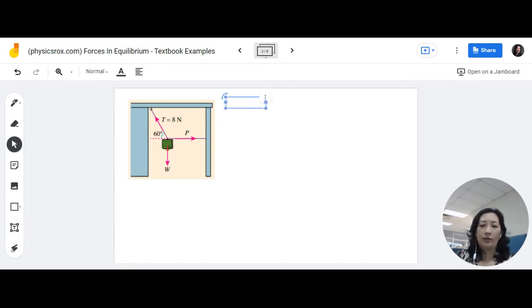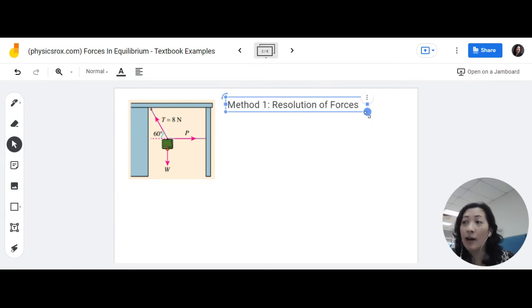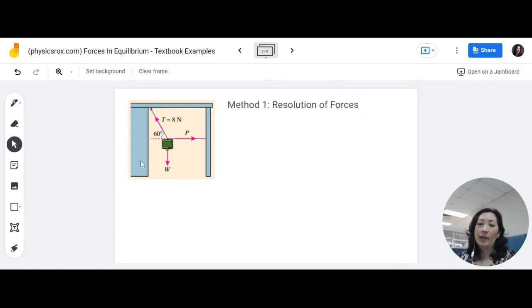One method is to use the resolution of forces. If you do not know how to resolve forces, I suggest you learn that first, and you can watch the video which I'm sharing in the link here. First learn how to resolve forces, and then come back to this video to understand how we use this method. In this case, we will resolve the forces that are acting at an angle.